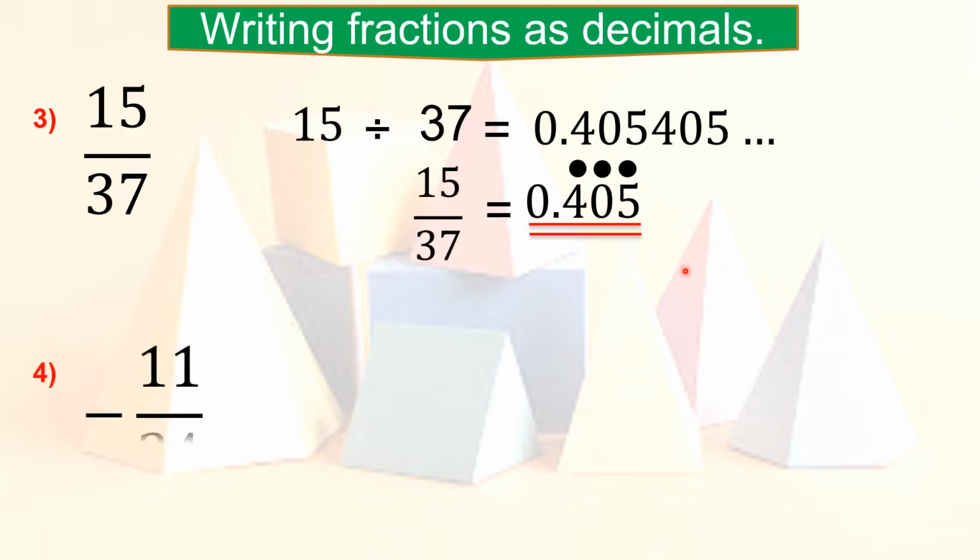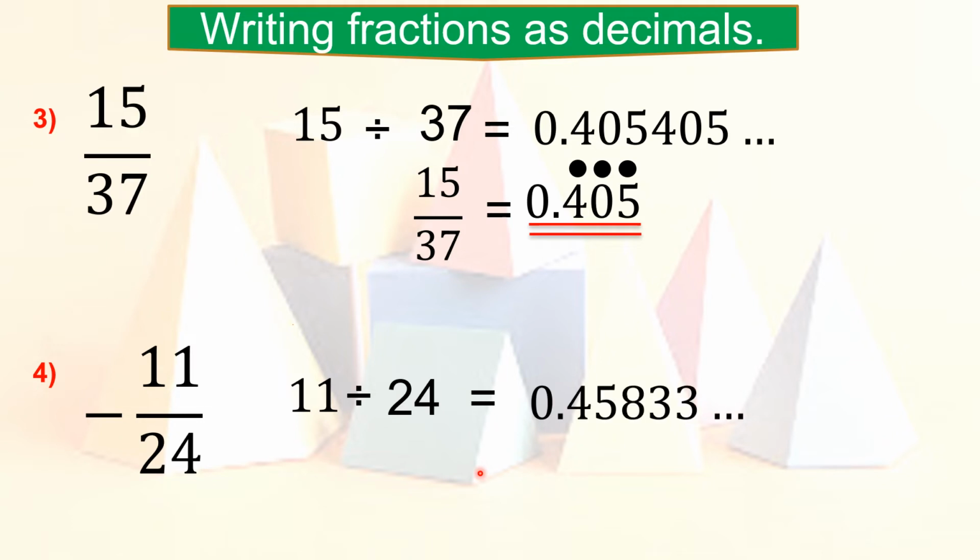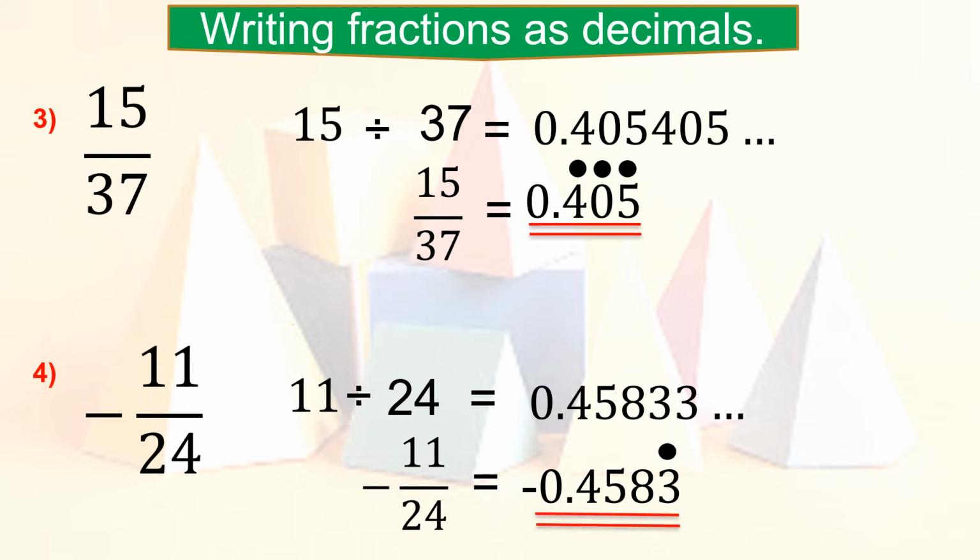Now let us have another one, the last example under writing fractions as decimals. If we have negative 11 over 24, we divide 11 by 24, which is equal to 0.45833, and so on and so forth. Here, we observe that 3 is being repeated continuously. So instead of writing the whole of this, negative 11 over 24 is equal to, since it is negative, negative 0.4583 with a dot at the top of 3.